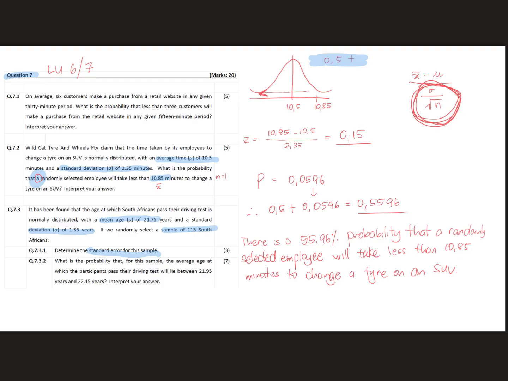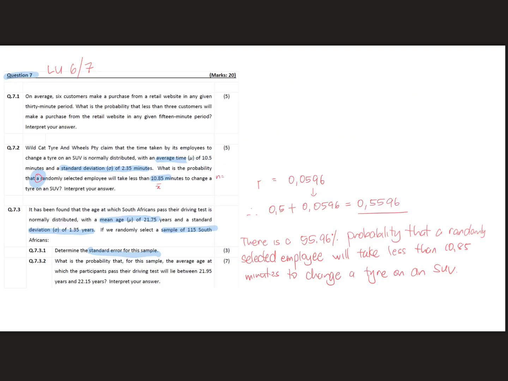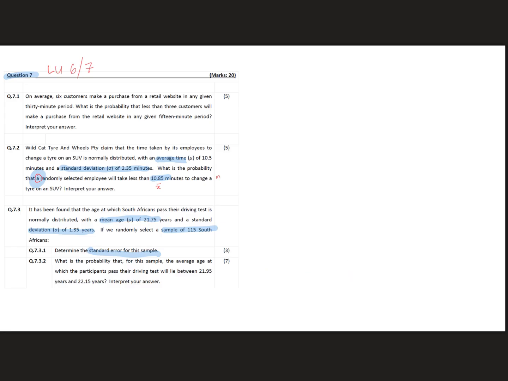So let's calculate that, and let me just remove whatever we were working with here. Okay, before I move on, what I'm going to do is just write out what we have so far. You have mu, that's 21.75. We have the standard deviation, it's 1.35. We have n now. They did tell us it was a sample of 115. And so far, that's all we have.